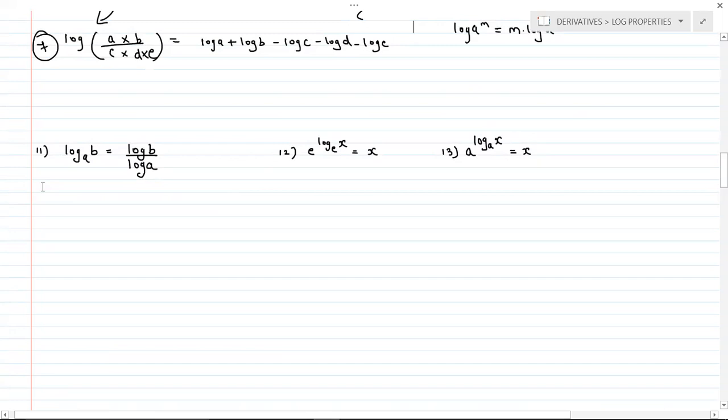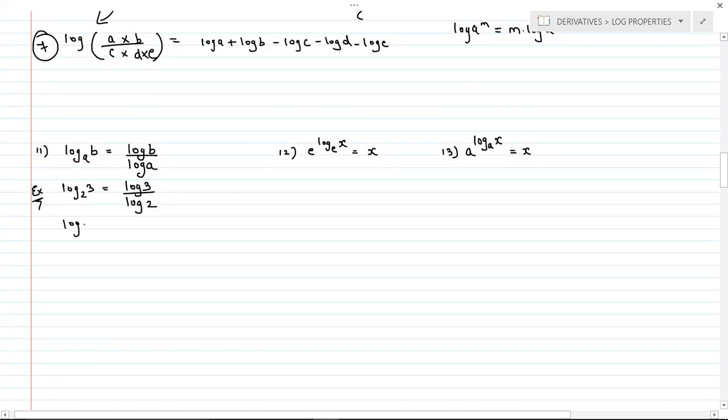Now the 11th, 12th and 13th are very easy. Whenever you come across such a pattern, like log 3 in the base 2, where you can take any number in the base, actually it is like this: log b, and in the base it is a. So log 3 to the base 2, according to the property, we can write as log b upon log a, where b is replaced by 3 and a is replaced by 2. This is what we do for such a pattern.